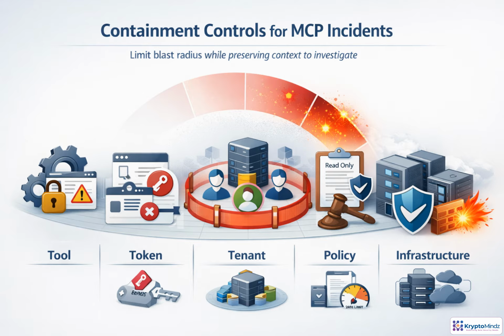Containment is not the same as shutting everything down. It means choosing the smallest control that stops the damage while keeping evidence intact. In an MCP incident, you can act at several layers: tool access, tokens, tenants, policy, and infrastructure. If a connector is behaving dangerously, quarantine that tool or version. If credentials are exposed, revoke tokens, rotate secrets, and narrow scopes. If behavior is uncertain, switch to read-only, add approvals, or lower quotas. For multi-tenant systems, isolate affected tenants first, before cleanup. The goal is controlled pressure reduction, not panic. Preserve logs, decisions, and timelines so investigation can continue.